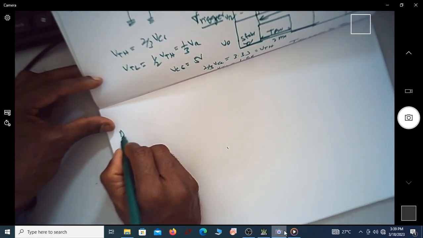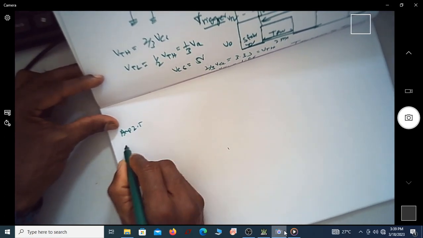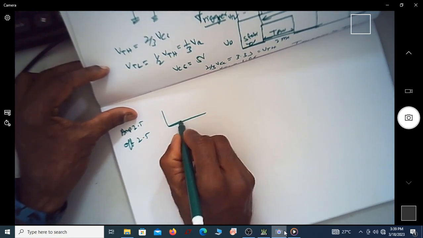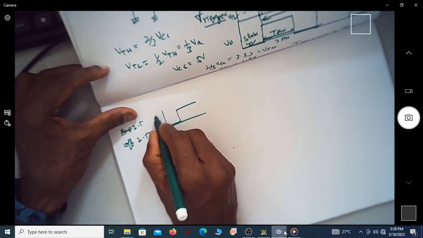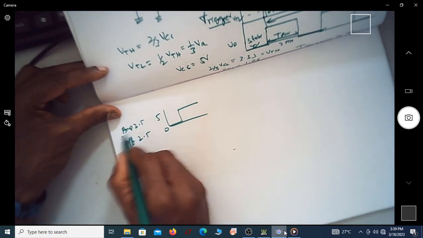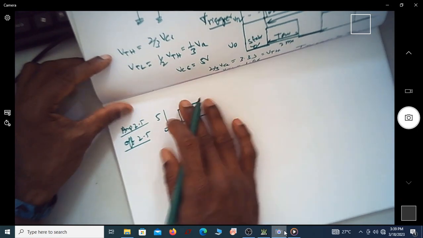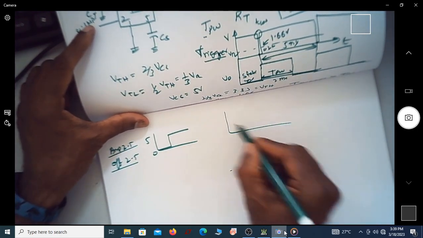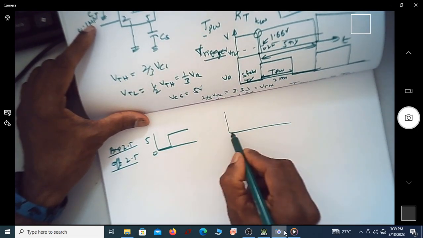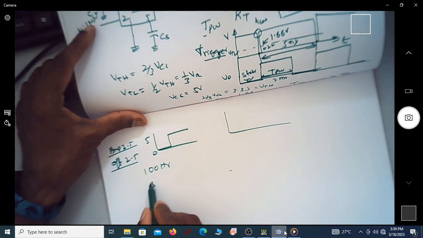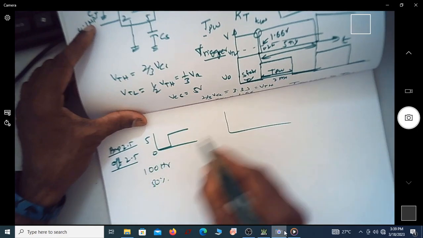If I give amplitude as 2.5 and offset as 2.5, I will actually get a waveform of 0 to 5 volts. So this is what amplitude 2.5 and offset 2.5 stand for. So what I'm actually giving is a signal of 100 hertz, 50% duty cycle, and something like this.